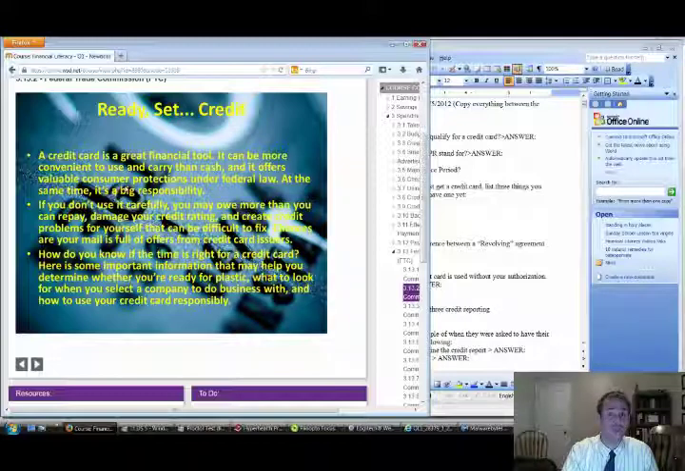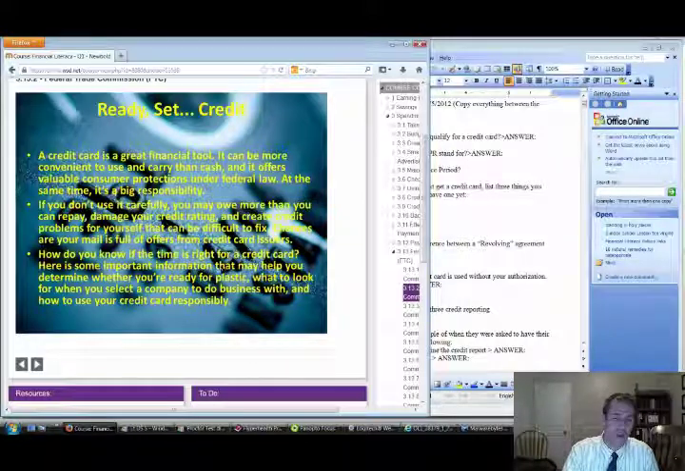If you don't use it carefully, you may owe more than you can repay, damage your credit rating, and create credit problems for yourself that can be difficult to fix. Chances are your mail is full of offers from credit cards already. How do you know when the time's right to get one? Well, here's some important information that may help you to use one responsibly.